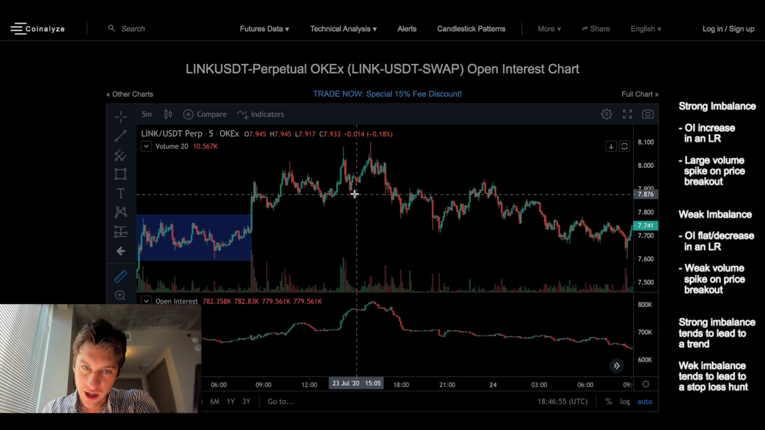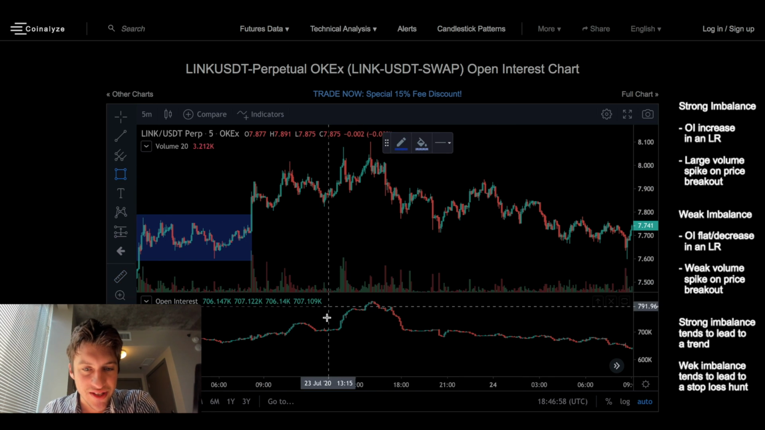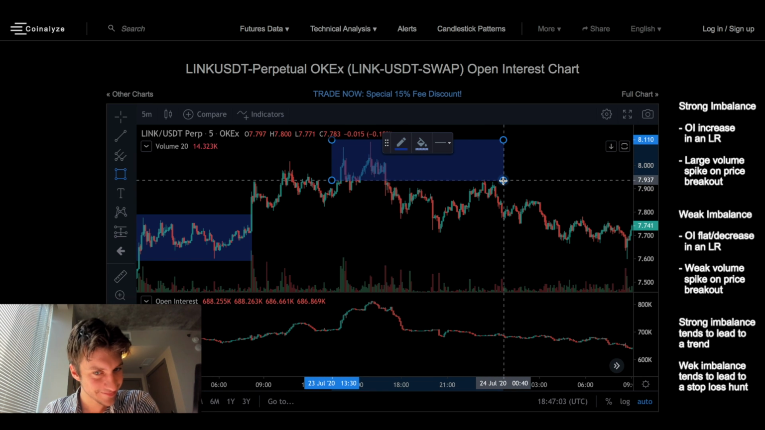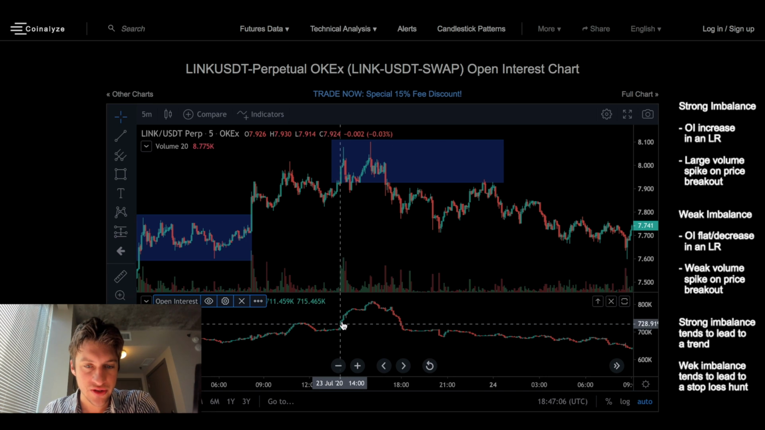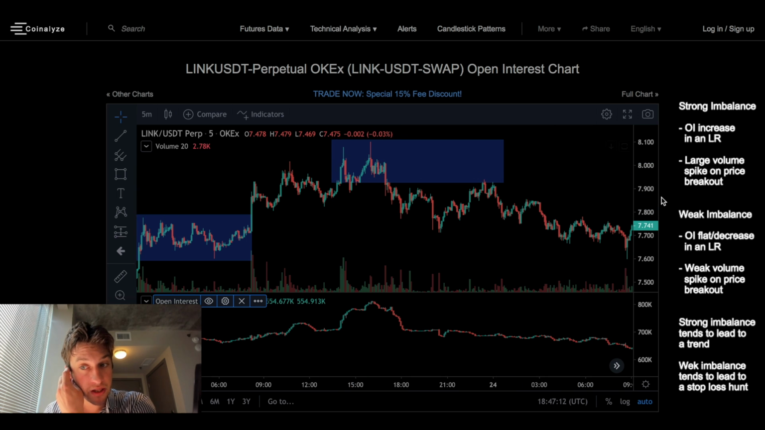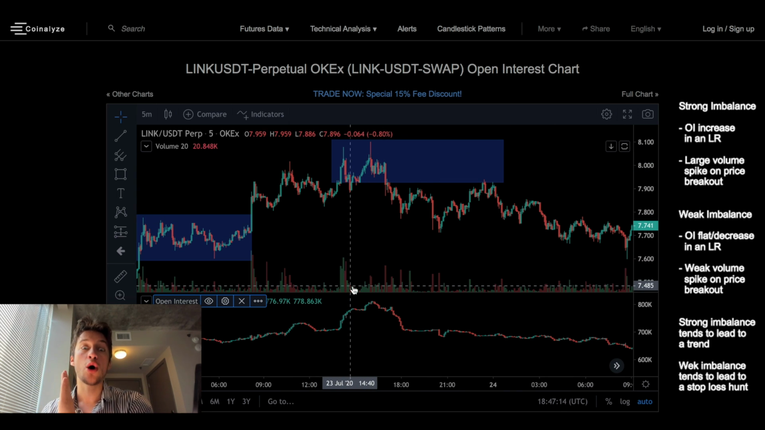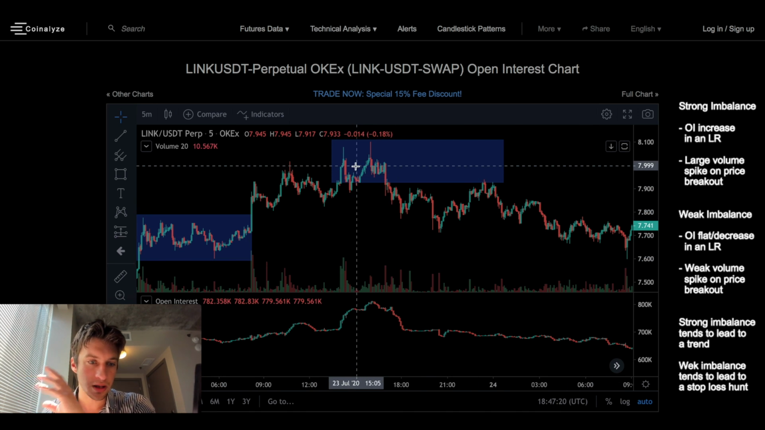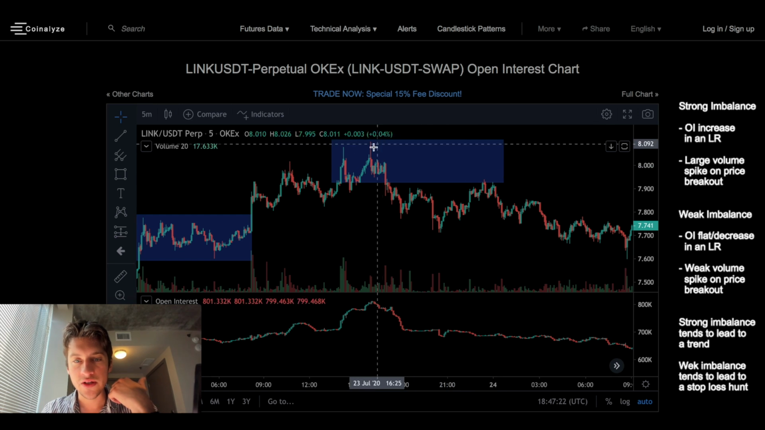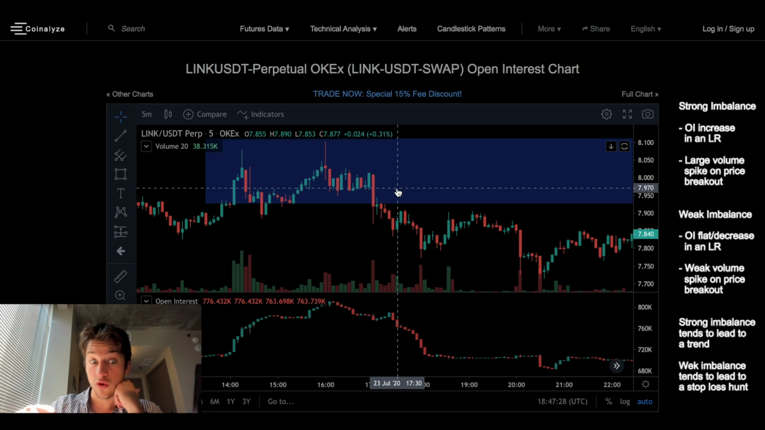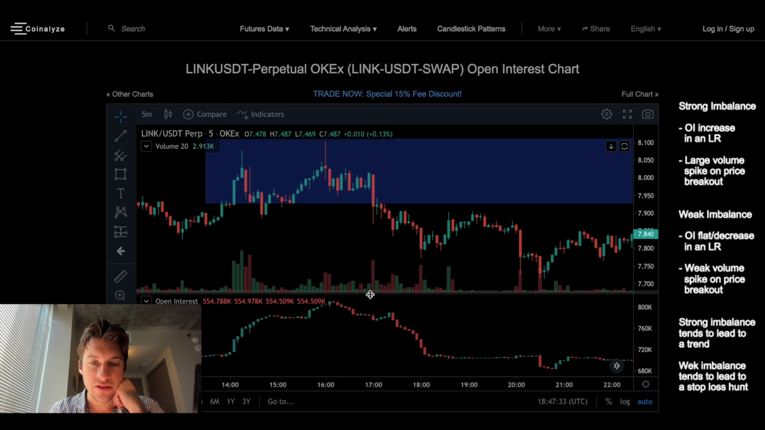Another beautiful sign of a trapping move actually happened up here. Do you guys see this? Large open interest increase when price is doing this. Look at that. Open interest is all over the place increasing. It increases here, it increases over here. This is a strong imbalance because we see OI increasing. We have so much volume, more volume than I've seen in a little bit of time on Link. So we have a lot of volume and a lot of open interest increasing, and this traps all the traders here. Finally, we actually see that the trapping move, which is the move beyond the range that traps all the positions up here, is actually high volume too.